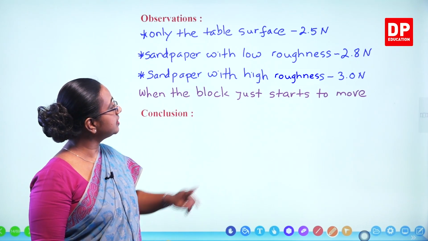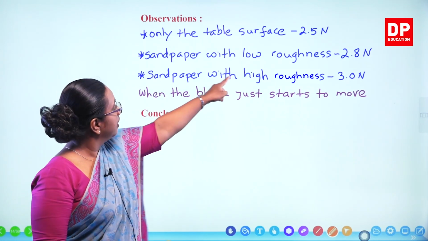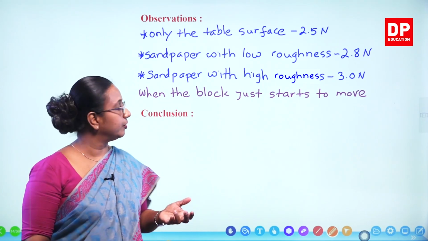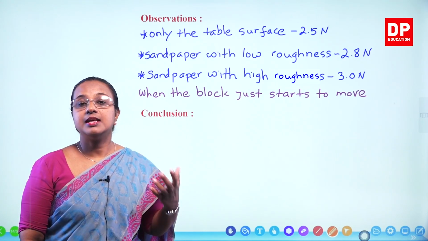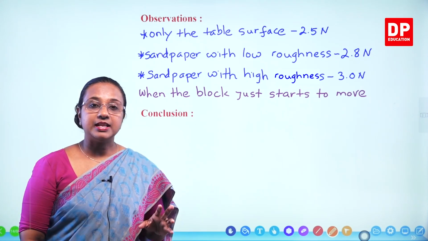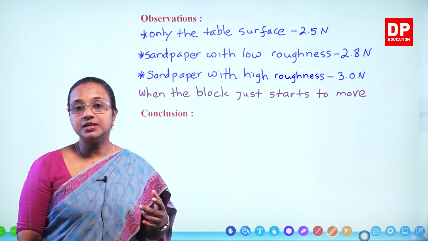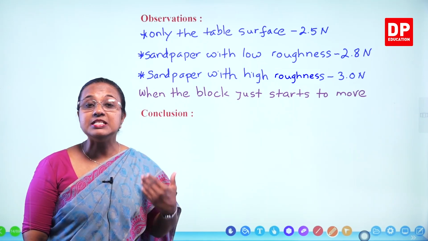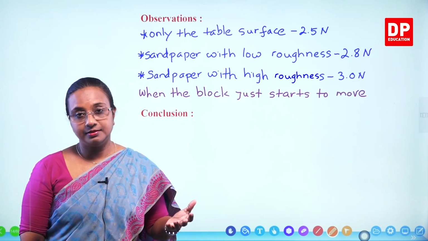Only the table surface limiting frictional force is 2.5 Newton. Slightly rough surface limiting friction is 2.8 Newton. And a rough surface or high roughness, the limiting friction is 3 Newtons. So from that we can conclude by saying when the roughness of the surface increases, the frictional force or the limiting frictional force exerted by the surface will increase.